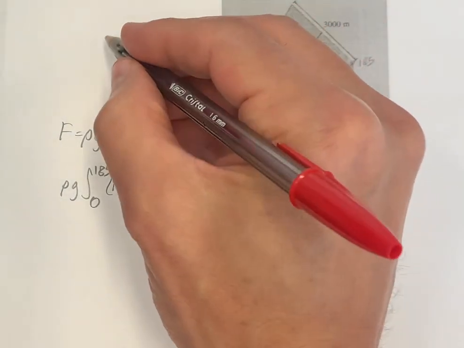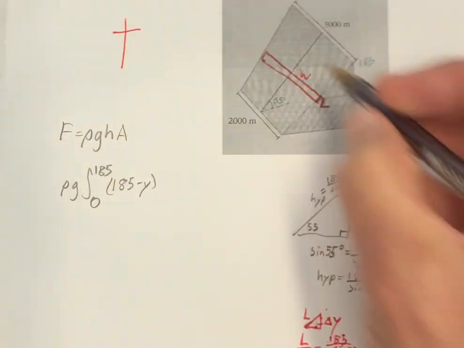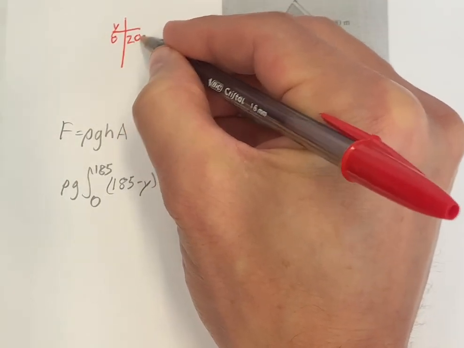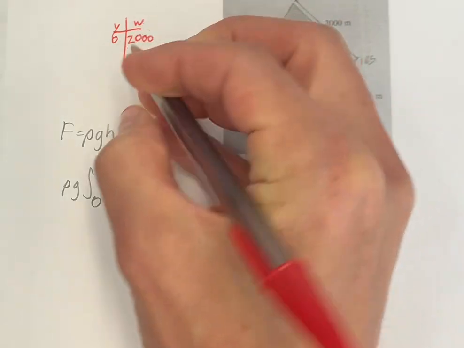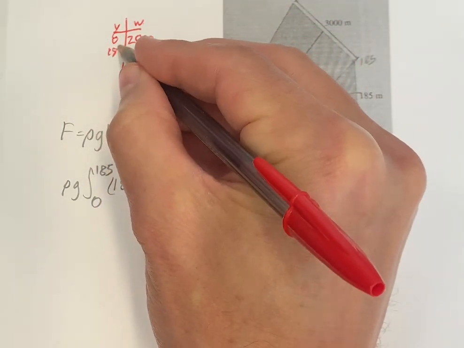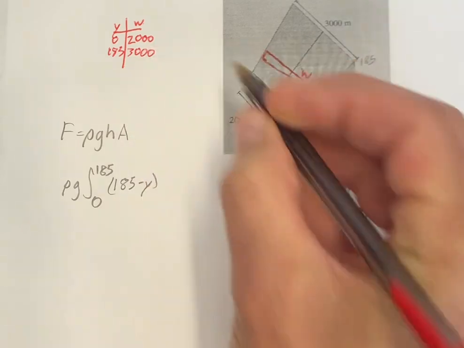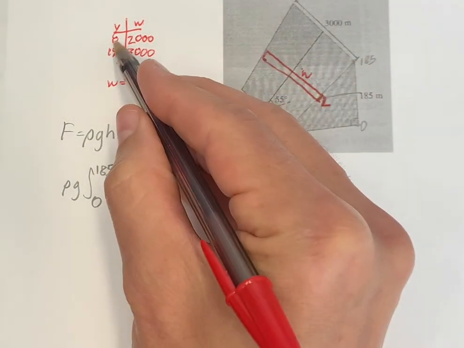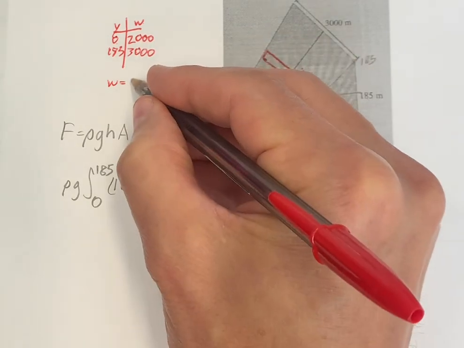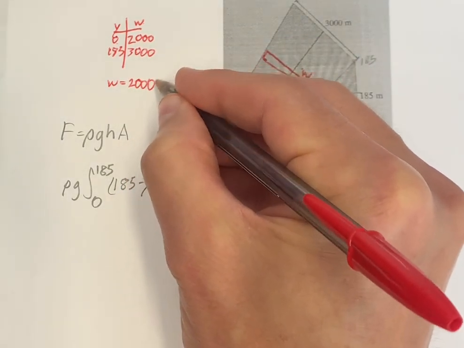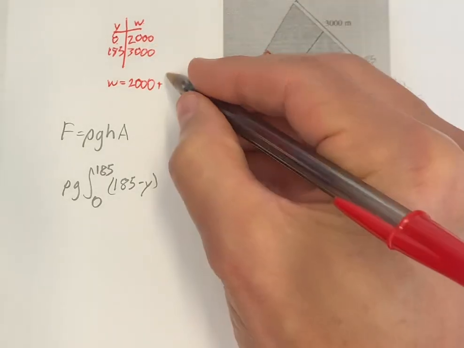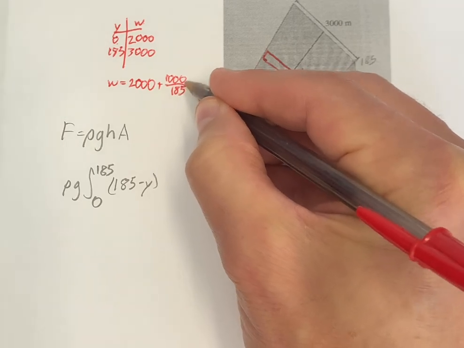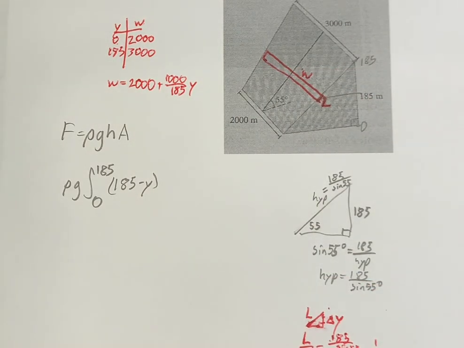Well, the width, if you think about it, this is linear. When y is 0, the width is 2,000. When y is 185, the width is 3,000. So what's going to be the slope of the width? Well, the y-intercept is 2,000, right? 2,000 plus it adds 1,000 for each 185 meters we go up. So that's the equation for the width.